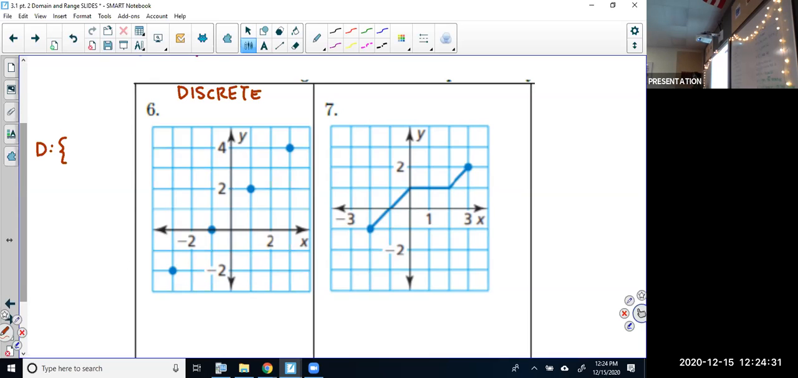X numbers, x from left to right, okay? So I'm going to look at each of these dots, from left to right, and all I care about is how far left or right they are. Here's another secret that I like to tell people. When I look at domain, I only care about left to right. I don't care about how far up and down they are.